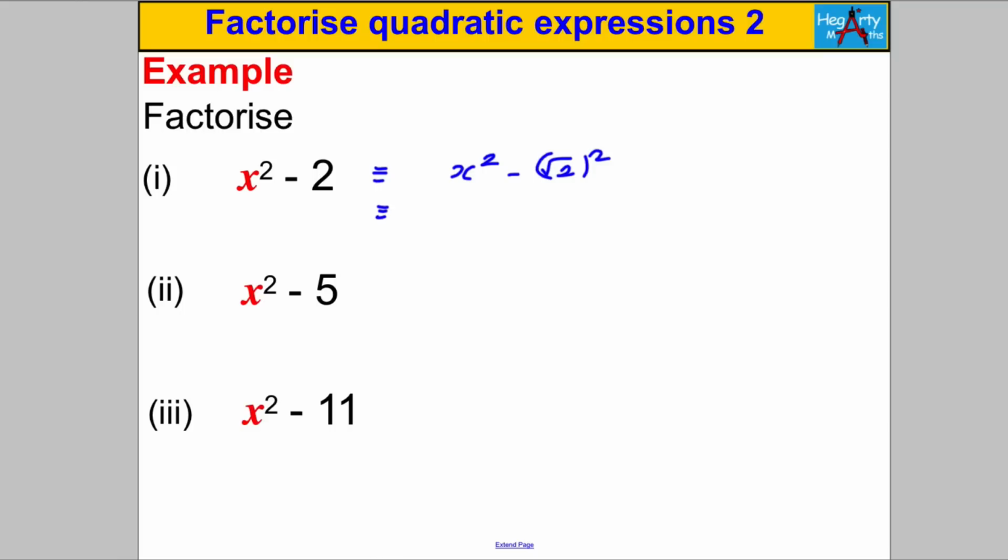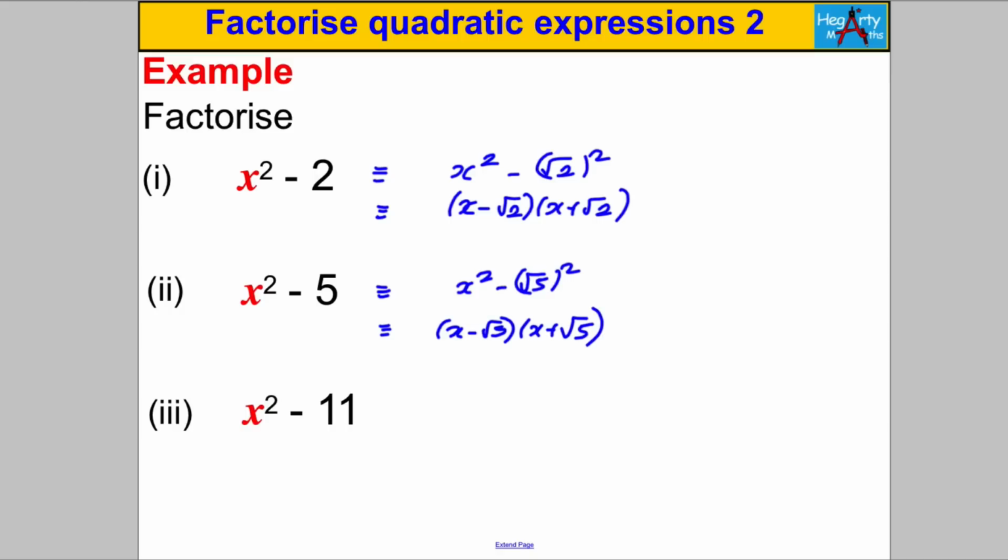So this, if we were at a push forced to factorise it, we could say it's x subtract root 2, x add root 2. Similarly here, 5 is not a square number, but we do know what squares to 5, root 5. So we could write this as x squared subtract root 5 squared, and we could say this is x subtract root 5, x add root 5. And the last one, same old stuff. I think you get the message here. This would go straight to x subtract root 11, x add root 11, and we're done.